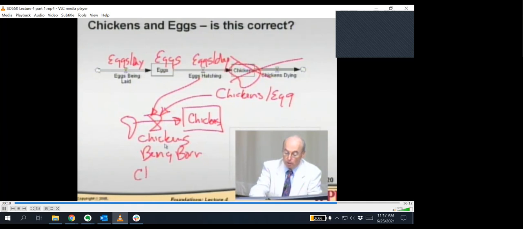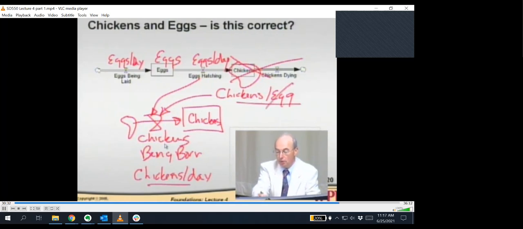Chickens being born are in chickens per day. And so eggs hatching is in eggs per day. Chickens being born is in chickens per day. Notice if I multiply eggs per day by chickens per egg, this crosses out with that, and I've got chickens per day. My units balance. And we will see as we go through the term, having units balance is extremely important in system dynamics. We insist that you do this, mostly to make sure that you don't have mistakes in your models.